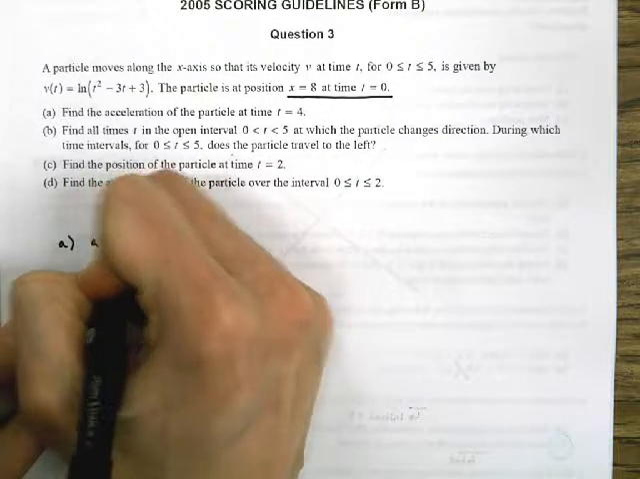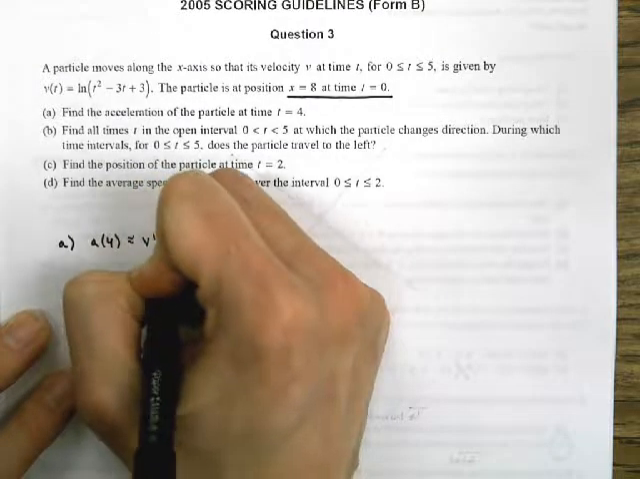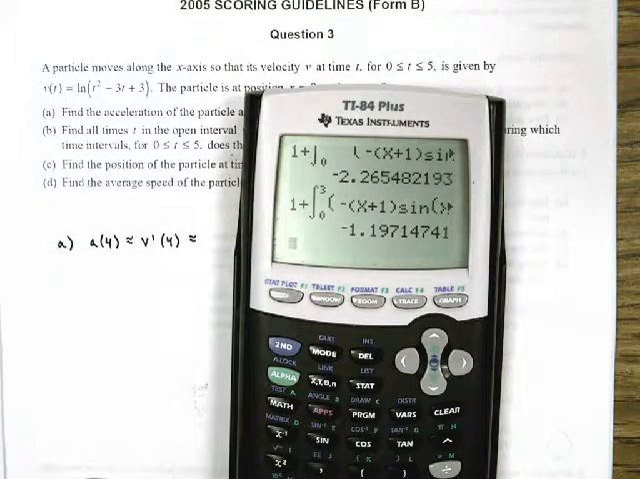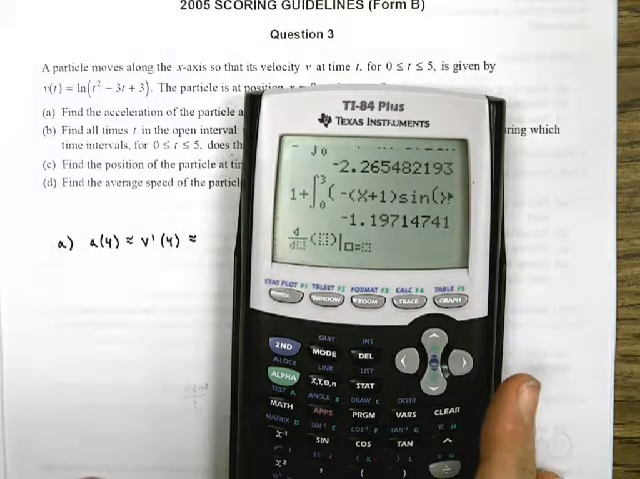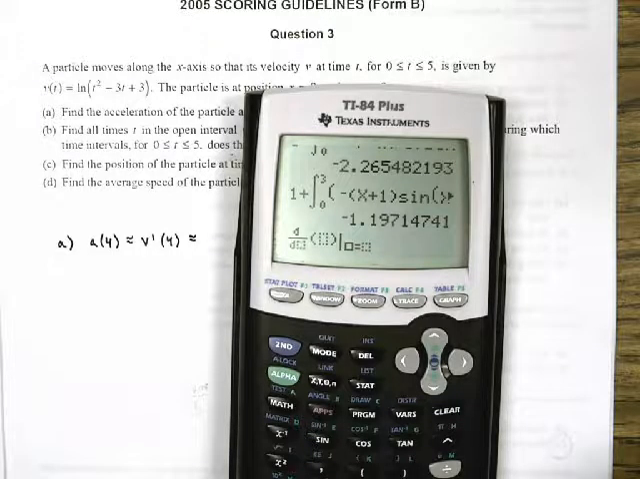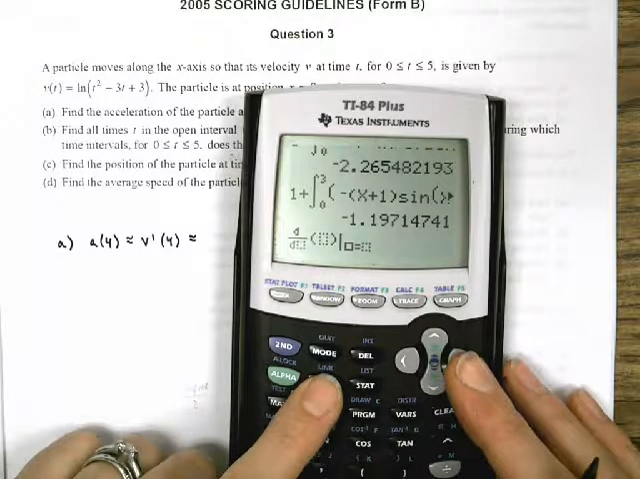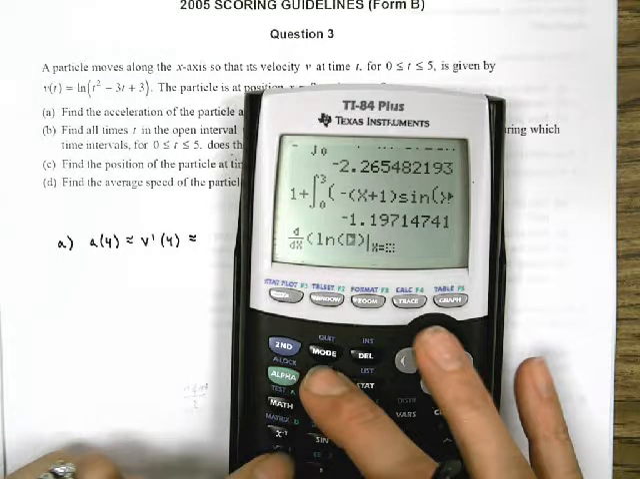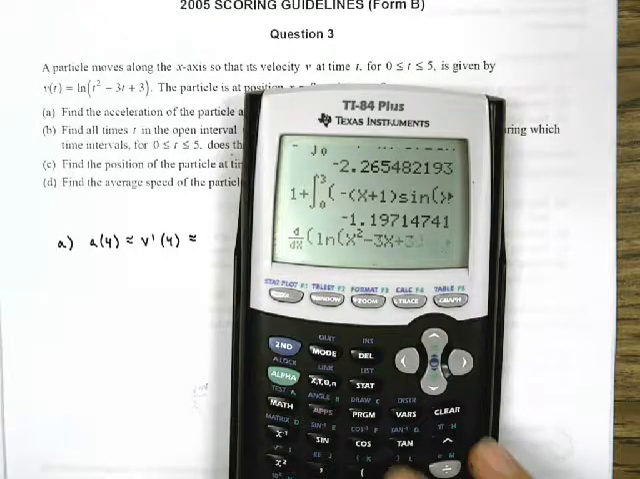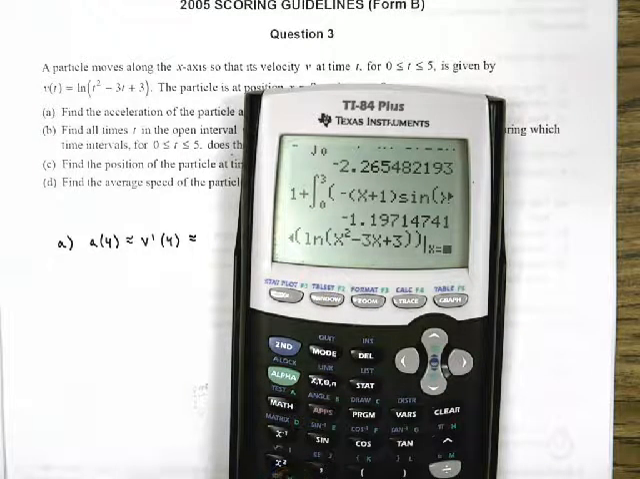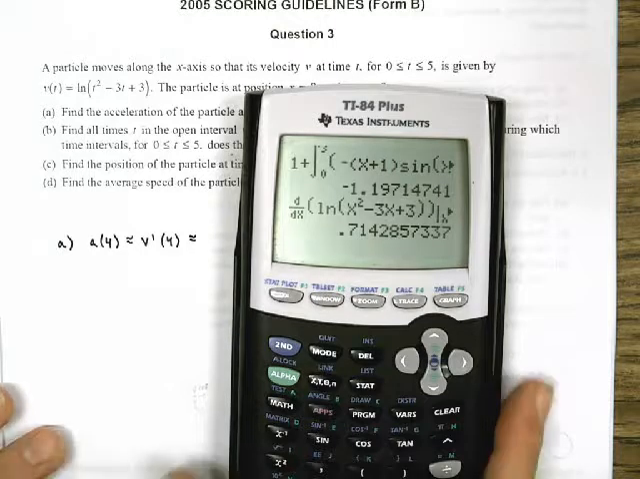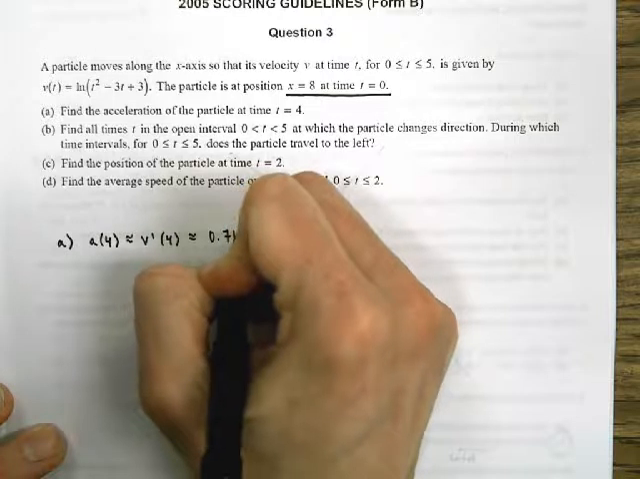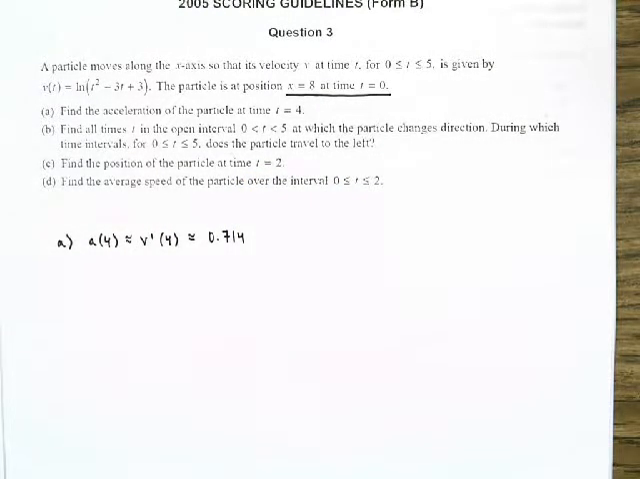So again, we're going to use our calculator to take the derivative of velocity when t equals 4. That's going to be our math 8. I'm not even going to bother computing the derivative by hand because I know the calculator can do this for me. So the derivative with respect to x of the natural log of x squared minus 3x plus 3, and we're doing that when x is 4. So we're going to get 0.714, and that's it for part A. Again, we don't have units, so we'll just leave our answer without units.